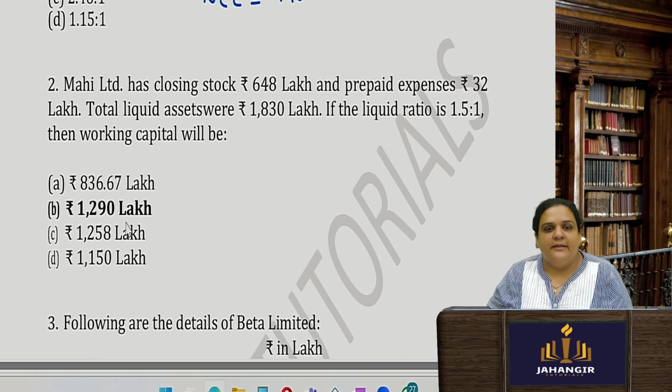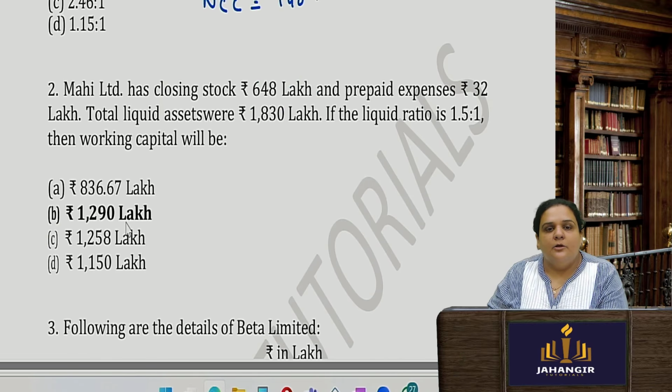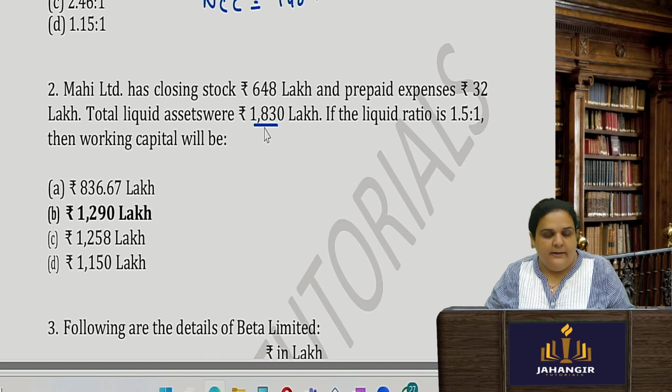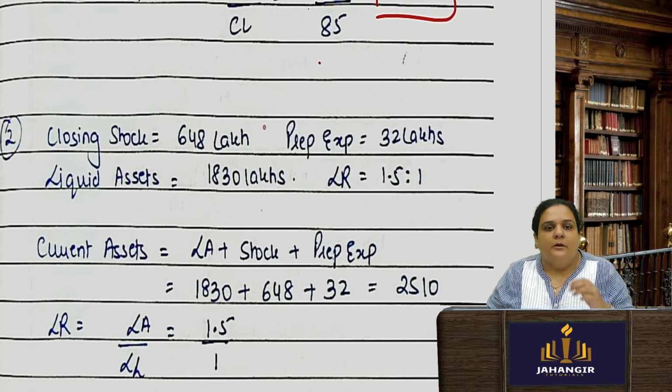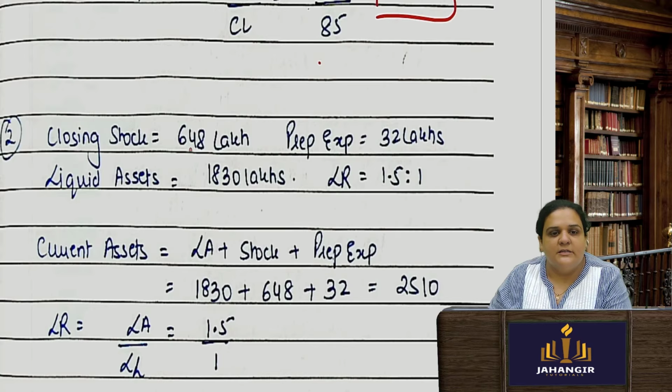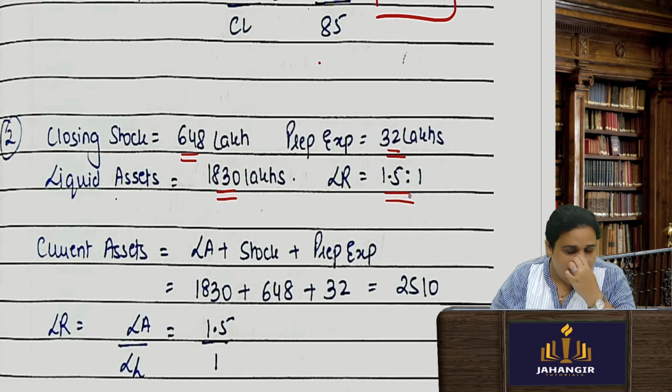Okay. Next. Pahi Limited had a closing stock of 648 lakhs and prepaid expenses 32 lakhs. Total liquid assets are 1830 lakh. If liquid ratio is 1.5 is to 1, then what will working capital be? For working capital again I need current assets and current liability. They have given me closing stock, prepaid expense, liquid assets and the liquid ratio. This is all given. I need to find working capital. For working capital, I'll need current assets and current liabilities.